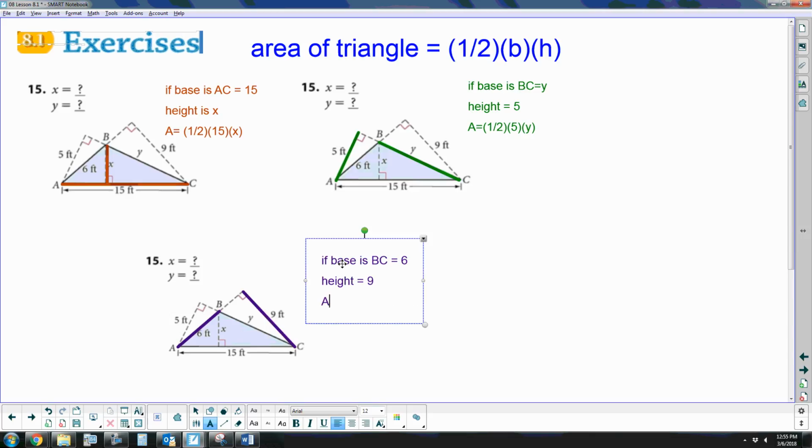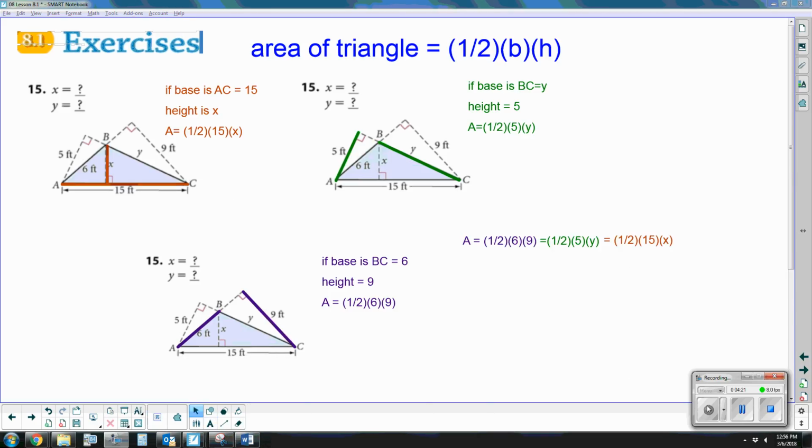And so the area is 1/2 times base, which is 6, times height, which is 9. So now we don't know the area, we don't know the x, and we don't know the y, but now with this third formula, where the base is BC, or 6 feet, and the height is 9, we can find the area of that triangle. And since all of these give us the area of the triangle, we can set them all equal to each other.